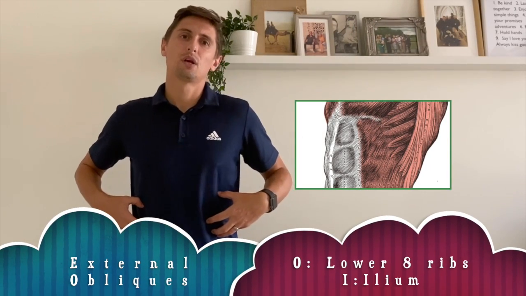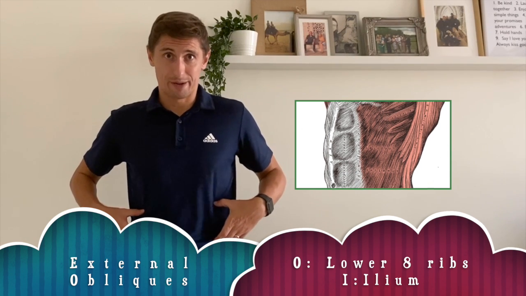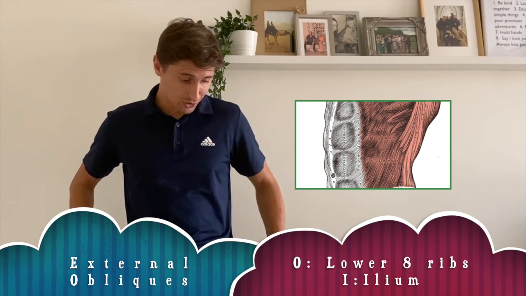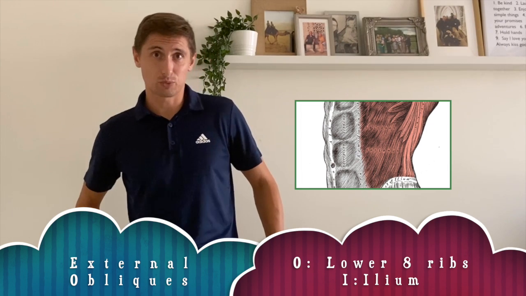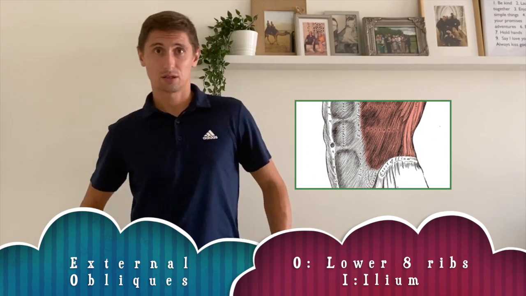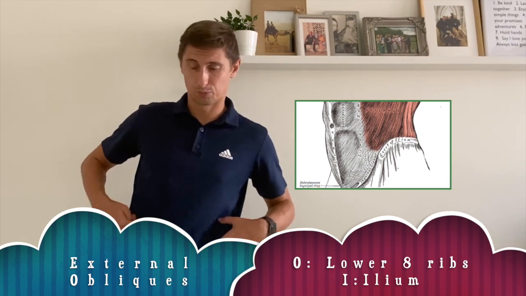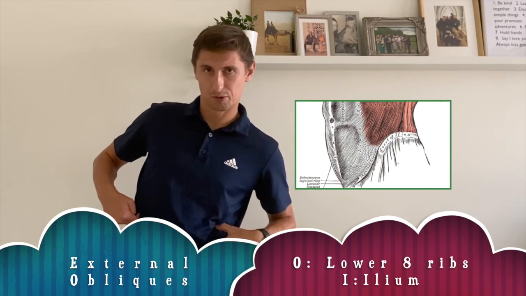Your external obliques. The origin for your external obliques is your lower 8 ribs and they insert into your ilium. So again, as we contract your external obliques, side movement happens, challenging your obliques, and you can really feel the burn in that area there. The last muscle in our trunk is our iliopsoas muscle.